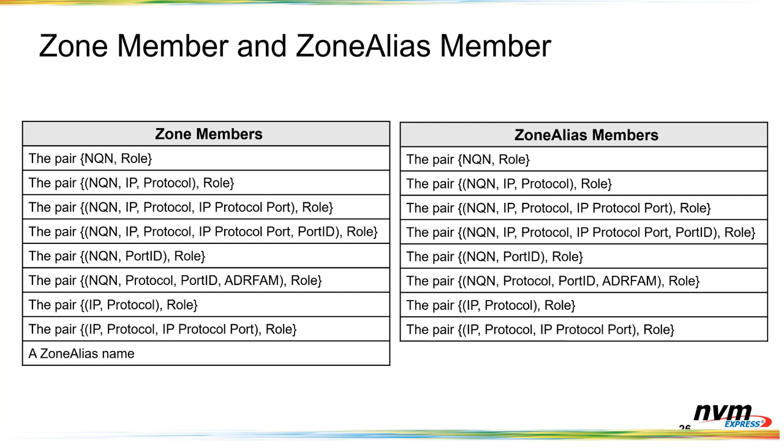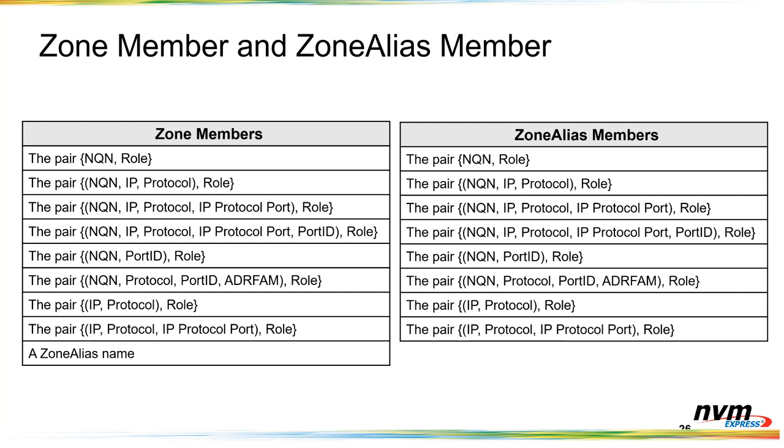But suppose that a storage device has more than one interface, or a host has more than one interface. If you configure a connectivity constraint just by NQN, basically you say any port of the host or any port of the storage can be used to connect to each other. If you want a more granular definition of the connectivity constraint, you have the possibility to specify more.